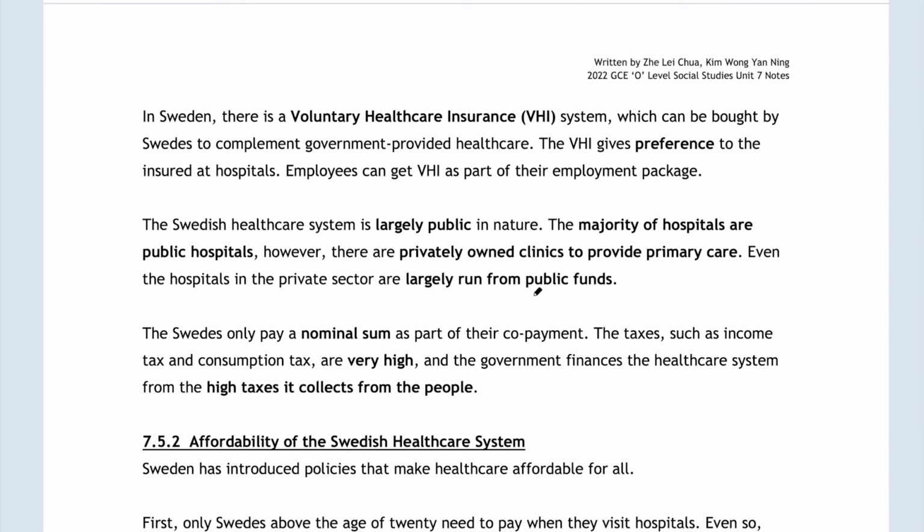There is an insurance system, all right. VHI is there simply just to give a preference for those who are insured, but really most people don't have it, because there's simply no need for it. The healthcare system in Sweden is largely public, so it's run by the government. There are still some private clinics, but most of the time it is still reliant on public funds anyways.